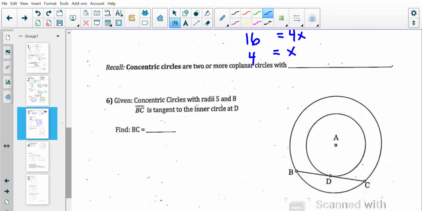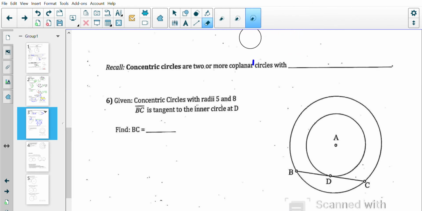Okay, recall: we've learned this definition before. Concentric circles are two or more coplanar circles with the same center. So it's two circles with the same center.